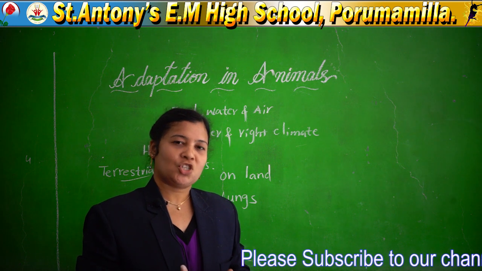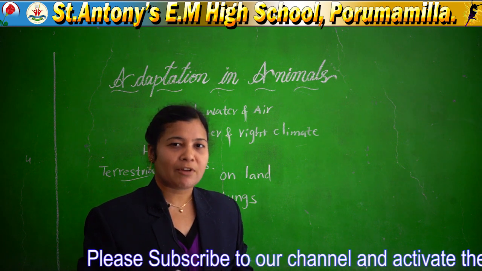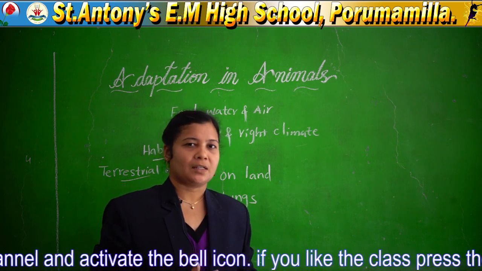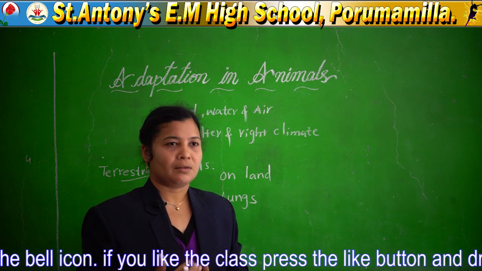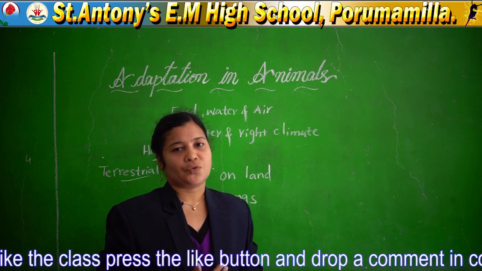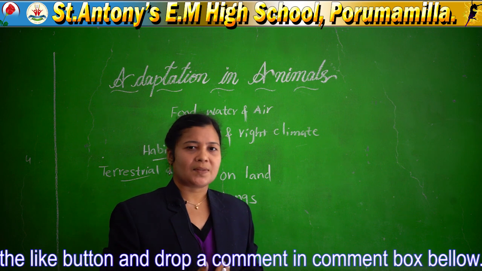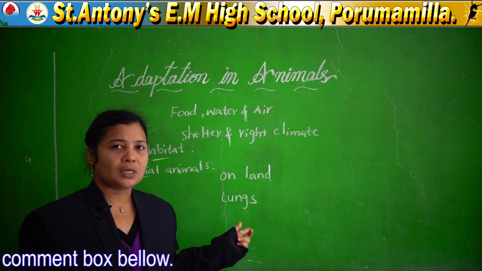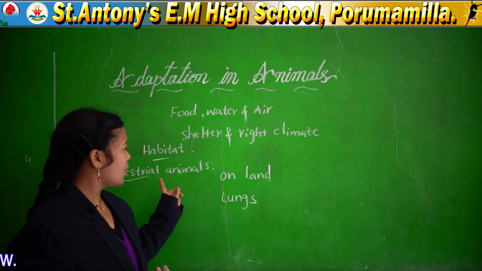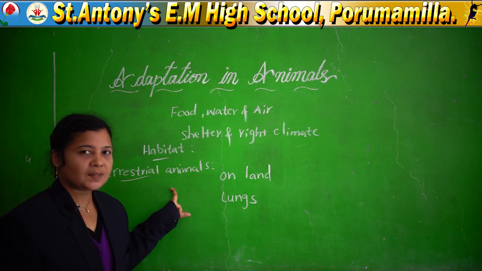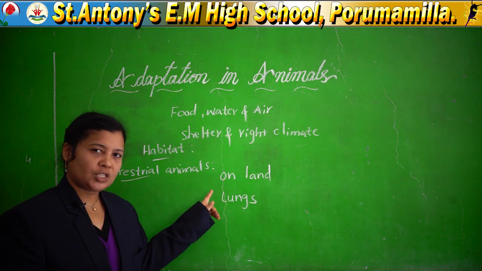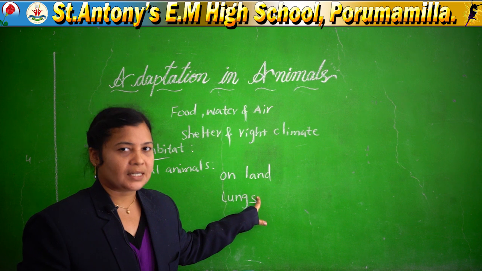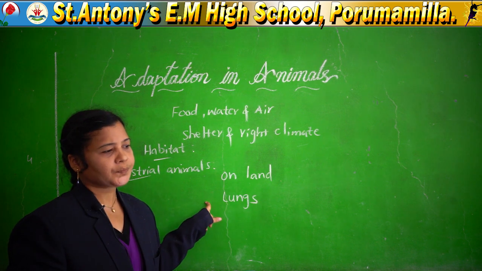Suppose they are in a difficult situation and have to escape from that place. Which body parts will they use? They will use legs, no? Yes, with the help of legs, they can run fast in that situation. Like this, they have special qualities to live on land. So, what are terrestrial animals? The animals which live on land are called terrestrial animals.